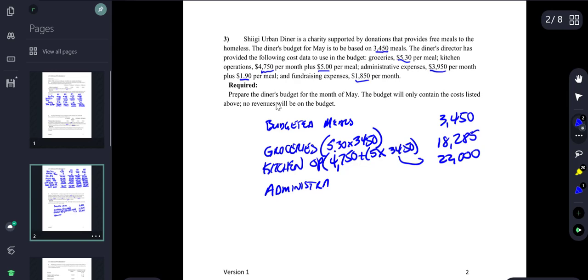Administrative is the formula of 3,950 plus $1.90 times 3,450 meals. So when we do the math on that and we calculate these out, we get 10,505.